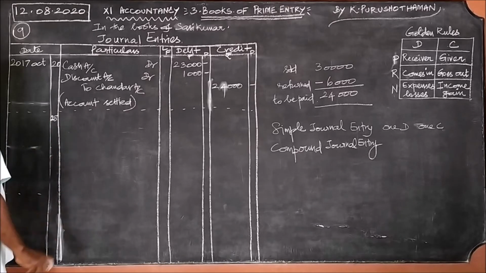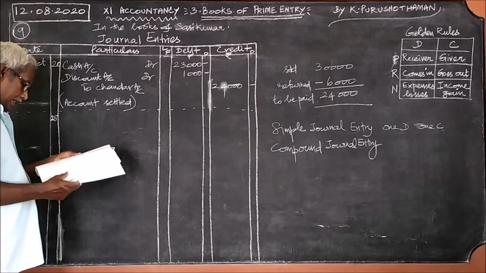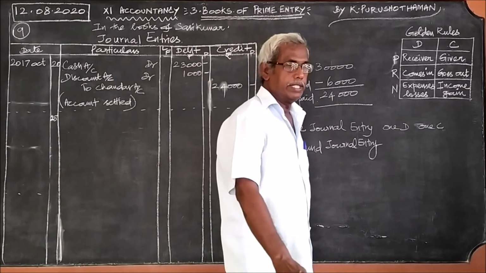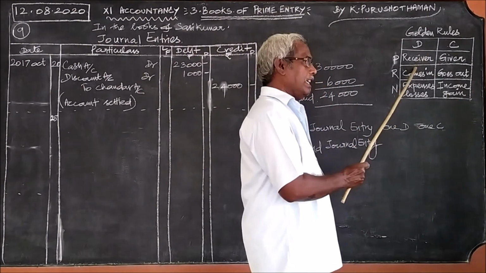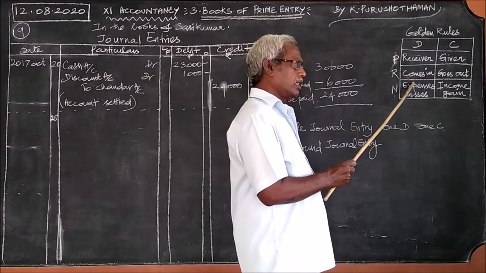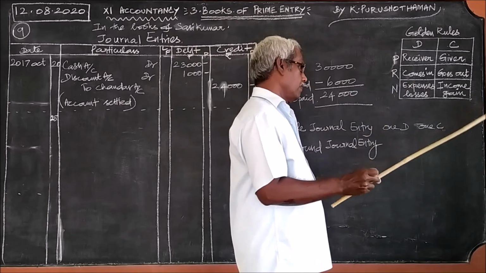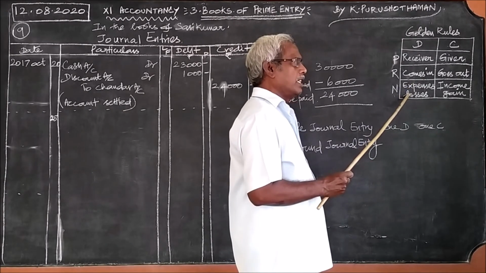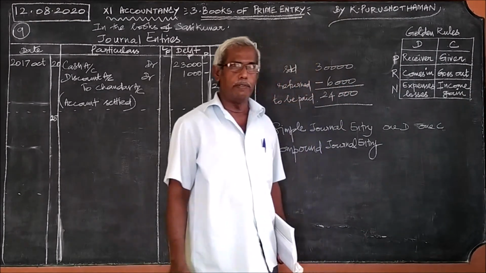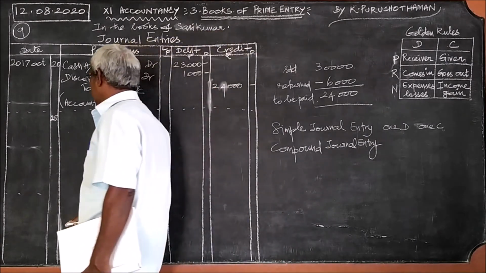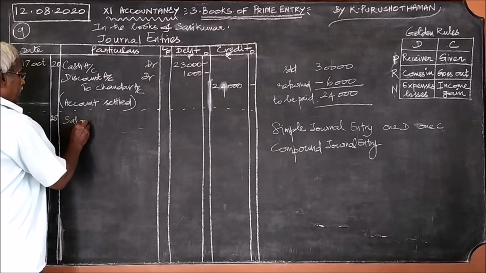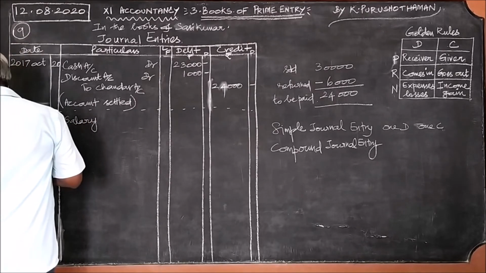Next date 25th. On 25th, what happened? Paid salaries. When salary is paid, any receiver, any name is given? No name is given. Paid salaries, that's all. Does anything come into the business? No. Is it an expense to the business? Yes, it is an expense. When salary is paid to the staff, it is an expense to the business. Therefore, according to the third rule, debit the expenses. Salary is an expense. Therefore, salary account debtor.